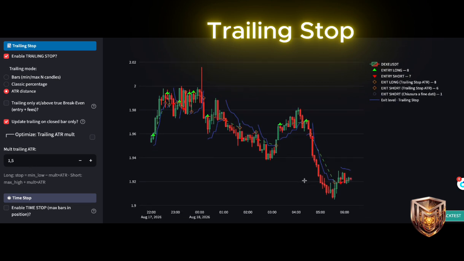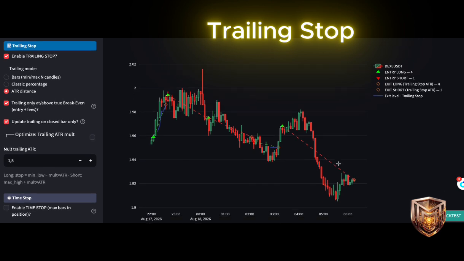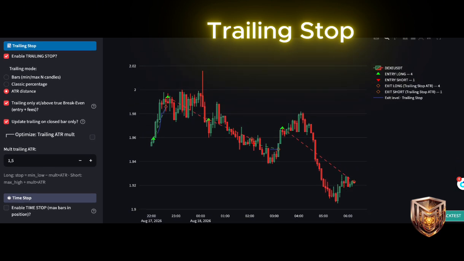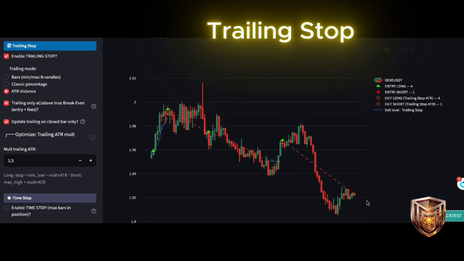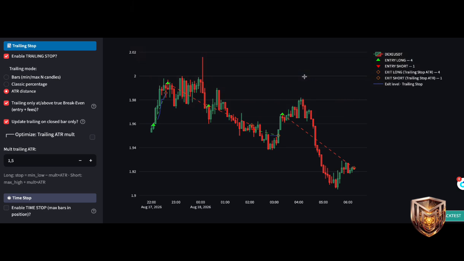Two extra options. Only starts above true break-even, or locks in from the very first bar. There's also a flag here to update it only on closed bars instead of in real time. Same logic as profit lock, especially useful on short time frames. Break-even fires once and stops. Trailing never stops as long as the trade's open.